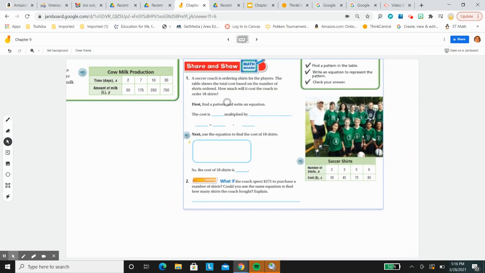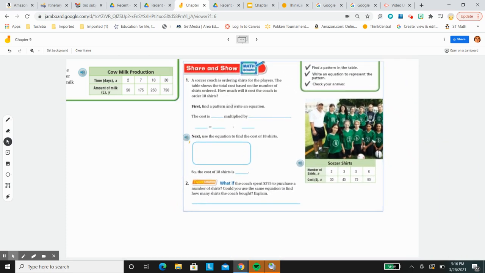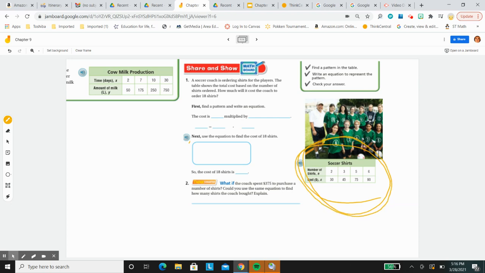Let's pull up one share and show, and then I'm going to let you guys work on these on your own. Okay. We're going to use right here, this table. You see this table I'm circling? Okay. Your shirts are going to be your independent. It's always on the top, and the dependent's usually on the bottom, okay? Let's read the problem. Looking at the pattern in this table to solve this problem. A soccer coach is ordering shirts for the players. The table shows the total cost based on the number of shirts ordered. How much will it cost if the coach is going to order 18 shirts?